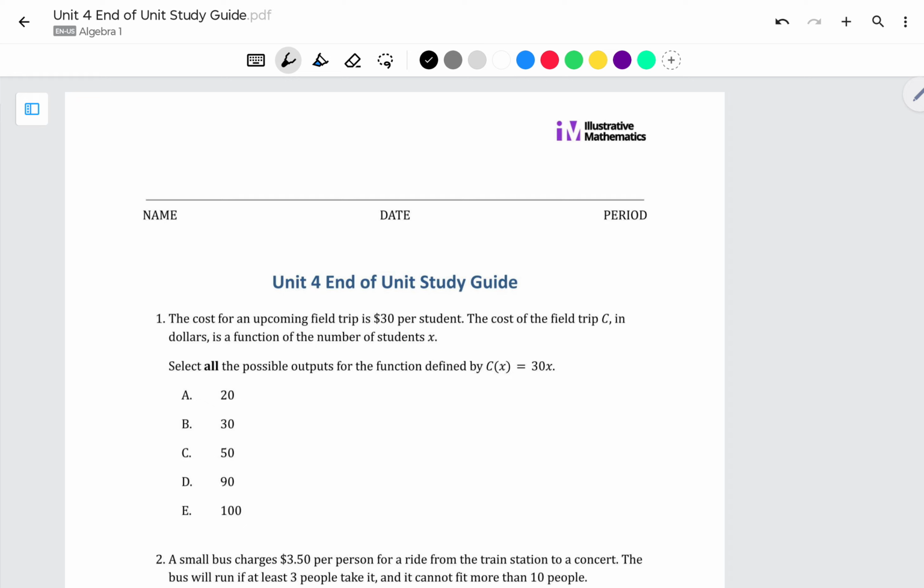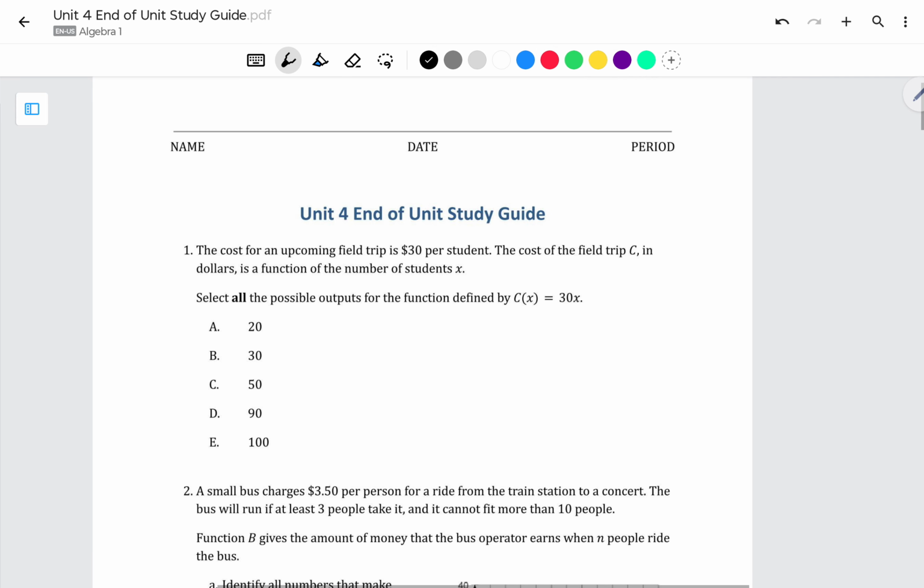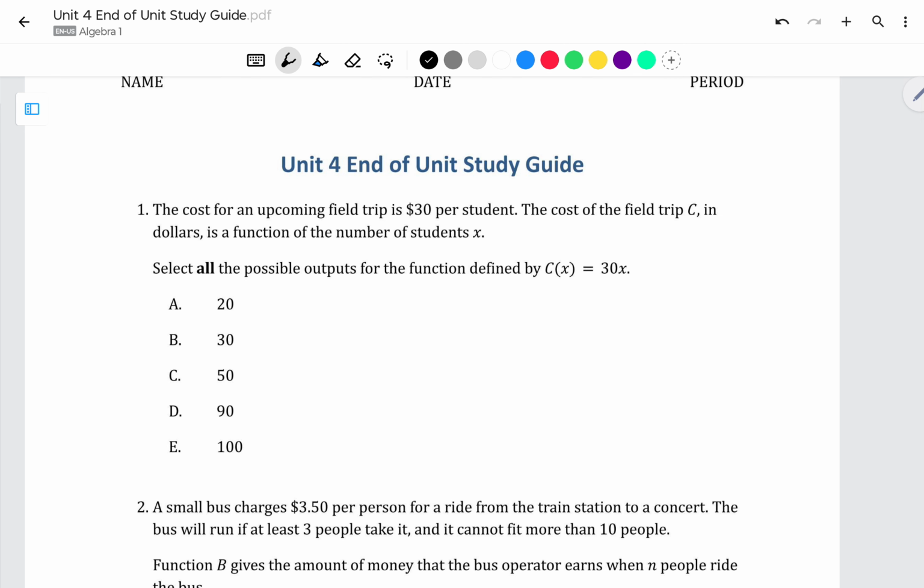what are all the possible input values? What are all the possible output values for domain and range? Maximum, minimum, piecewise functions, absolute values, right? So now we're here. And let's look at the study guide that'll help us on the test. So the cost for an upcoming field trip is $30 per student.